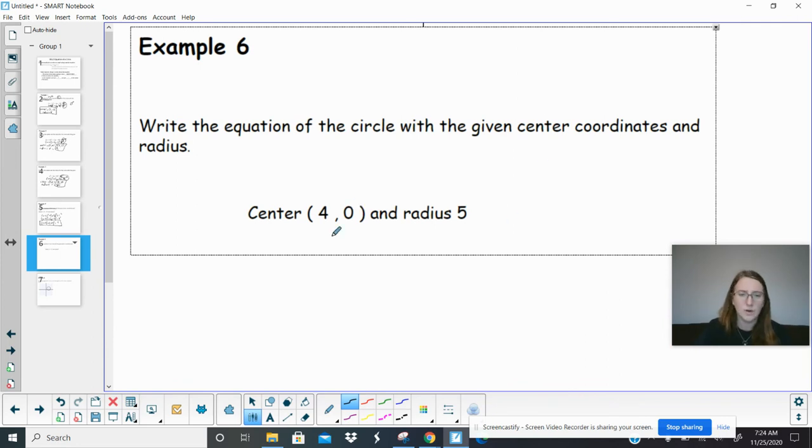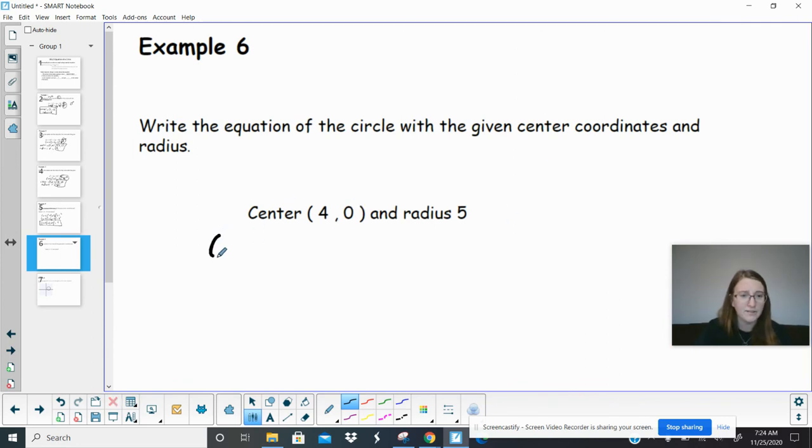So I want you to try this one. Again, we are going to have x minus h squared plus y minus k squared. You want to write this every time.